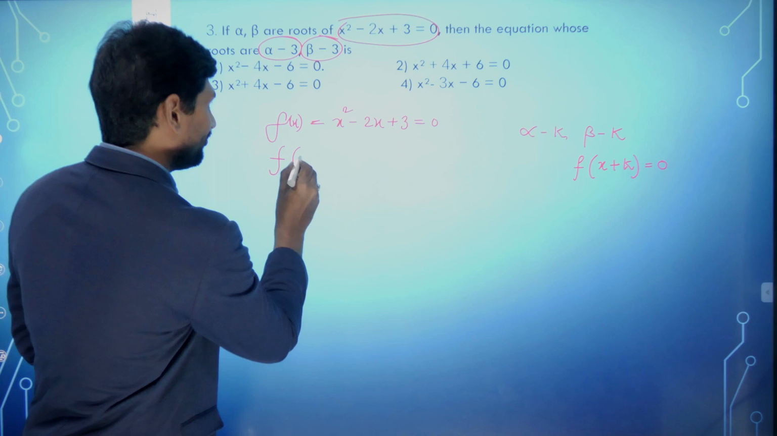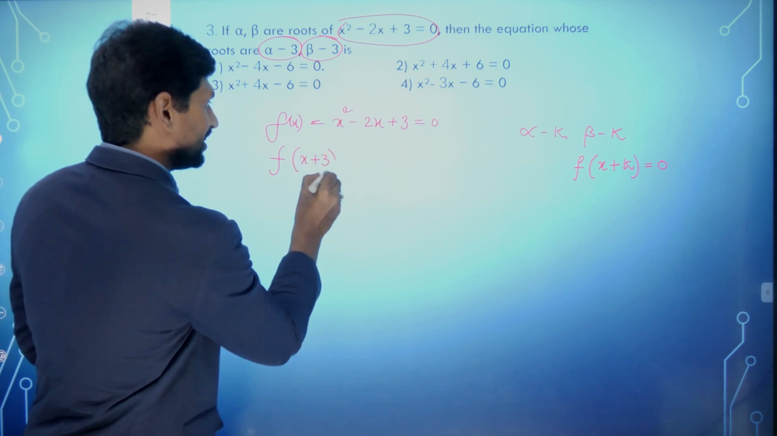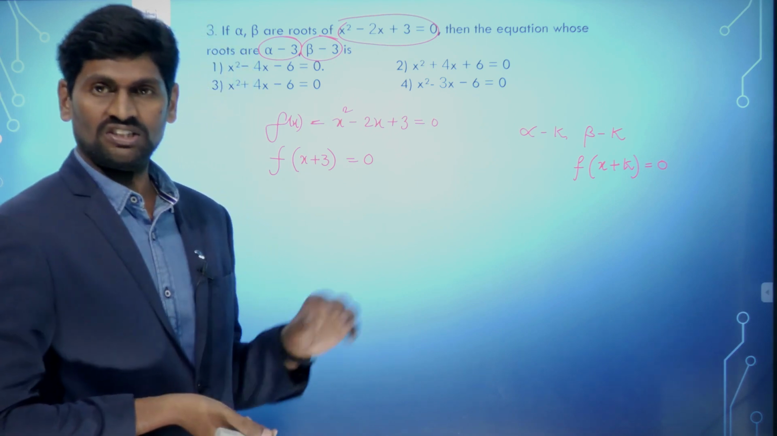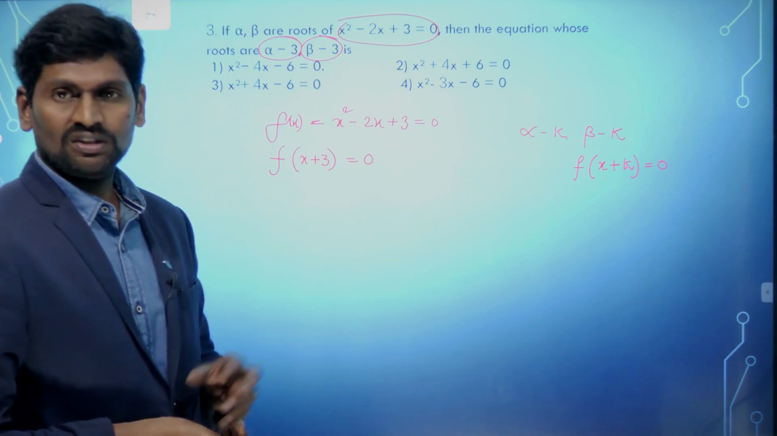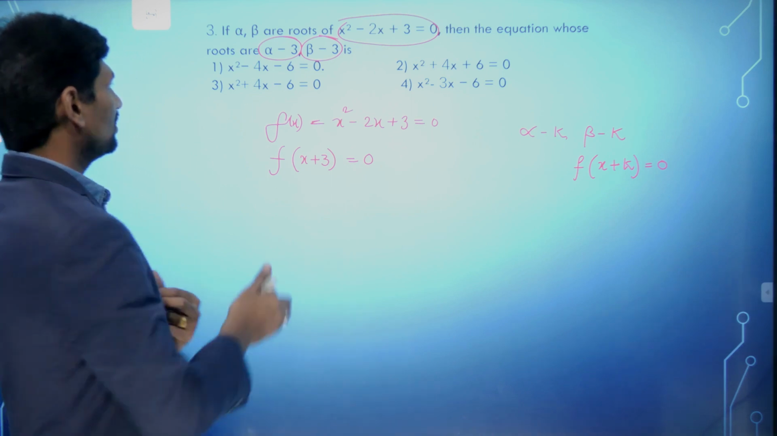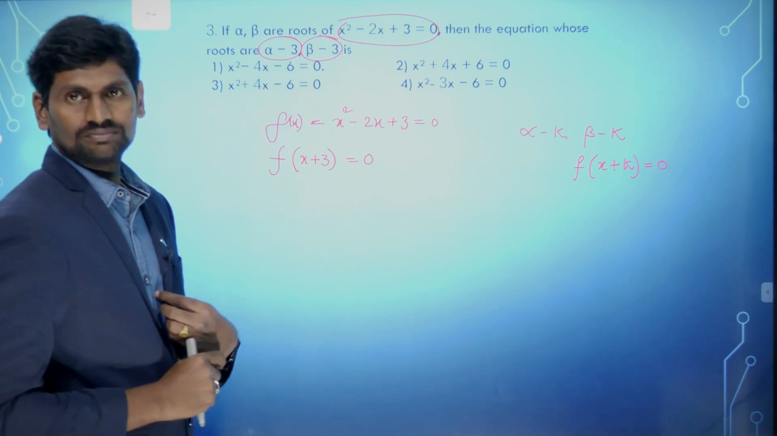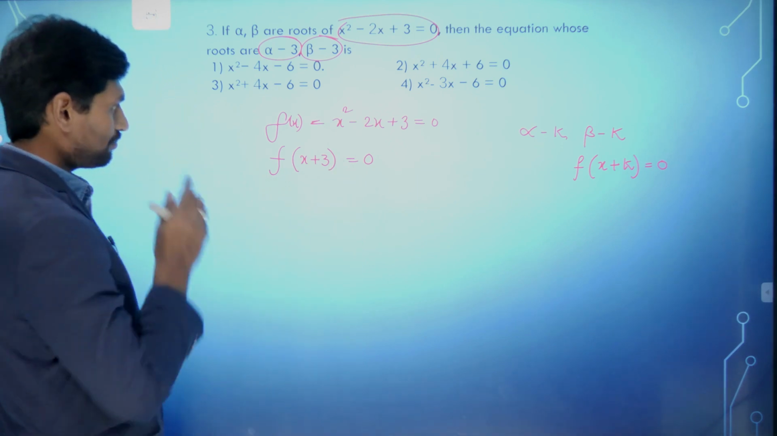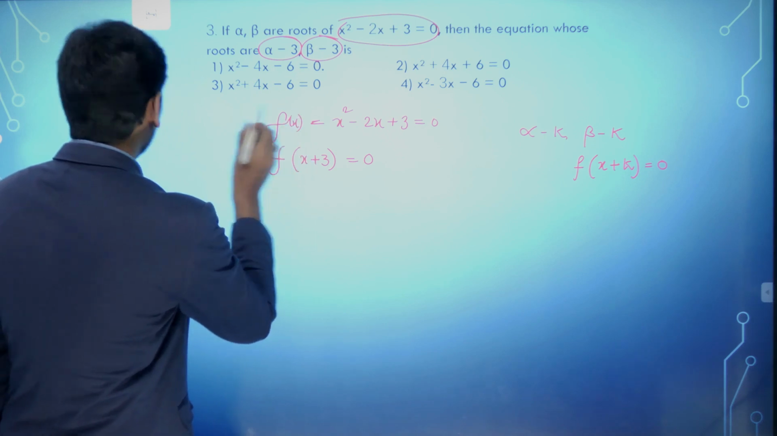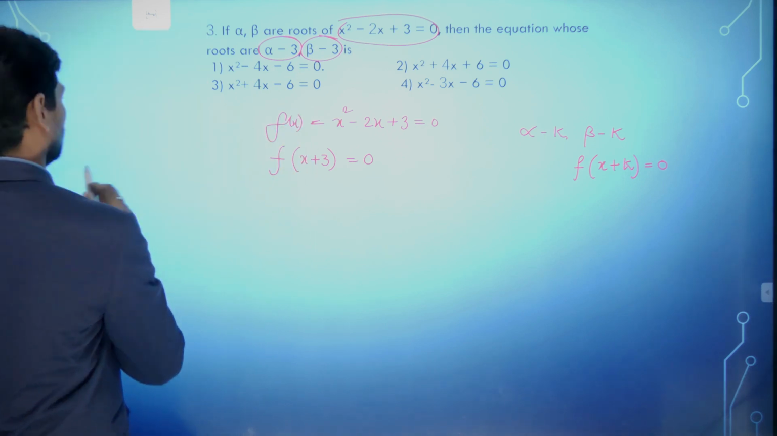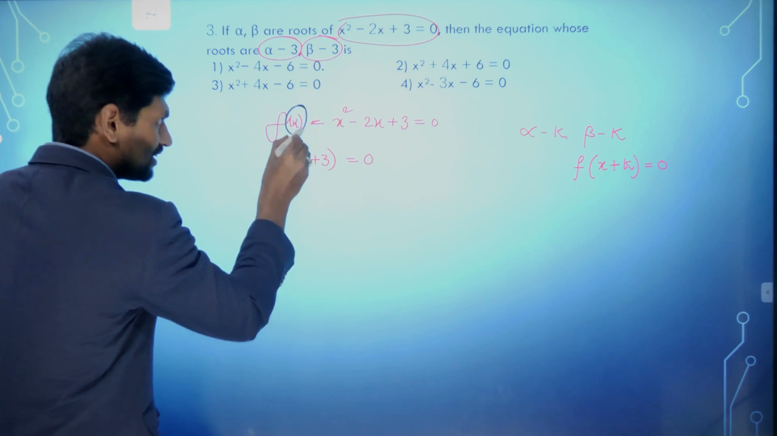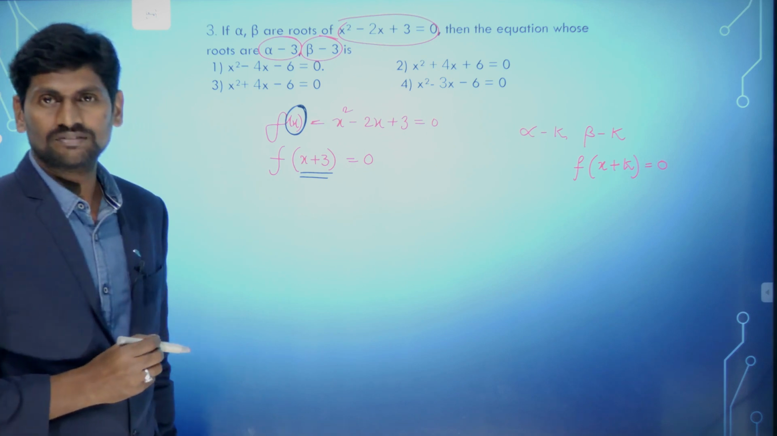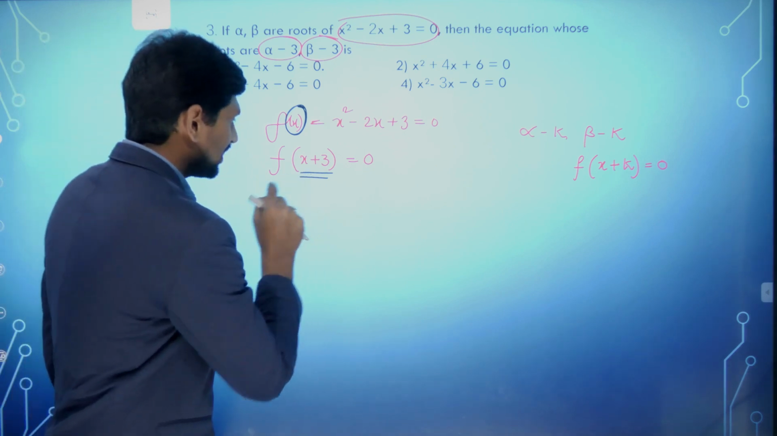So here, what will be the required equation? Very good. F of x plus 3 equal to 0. This is our required equation. From the conditions we learned, here the k value is nothing but 3, so x plus 3. But we have to find the quadratic equation now. That means, see here, in the place of x, what is being here? X plus 3. In the place of x, we can have x plus 3.